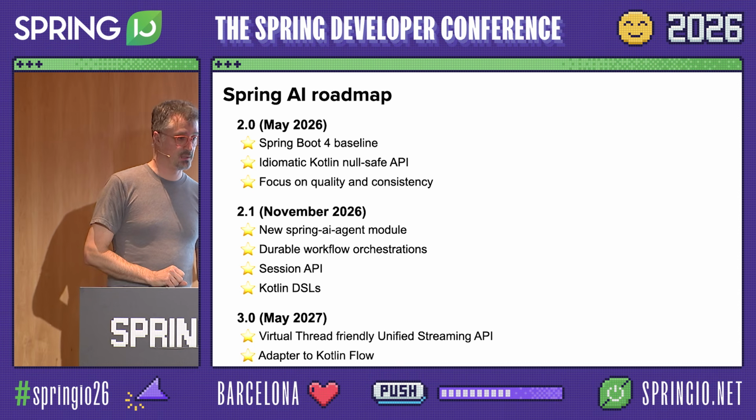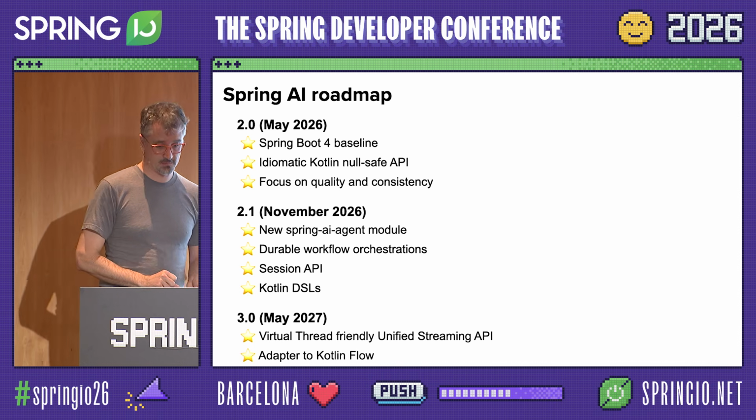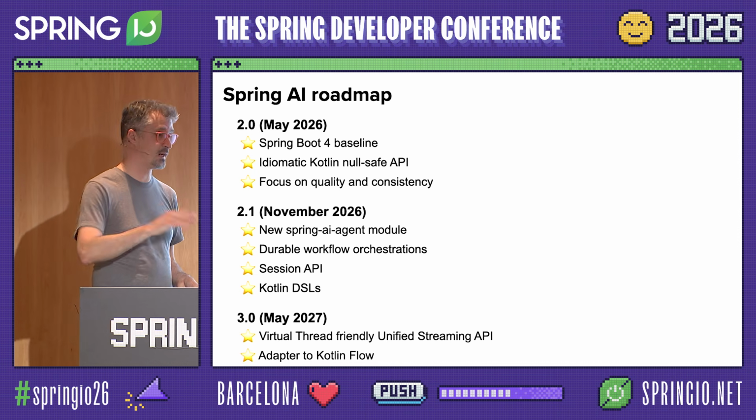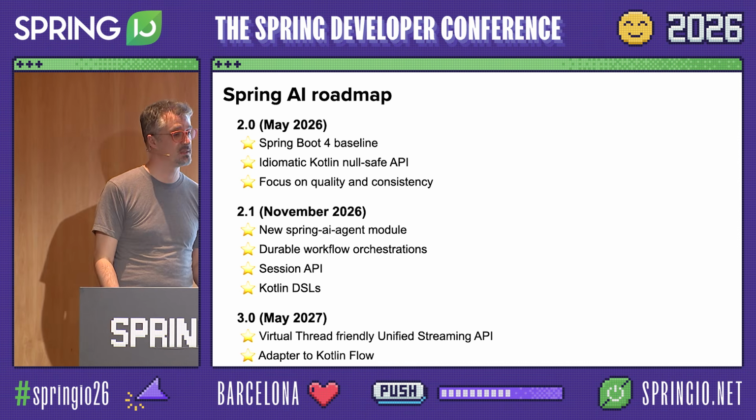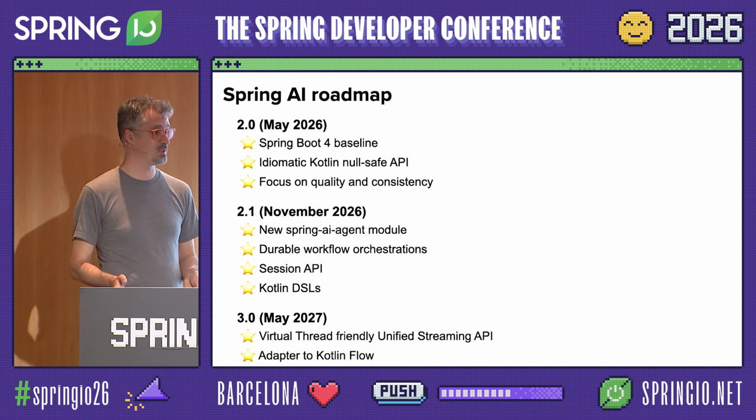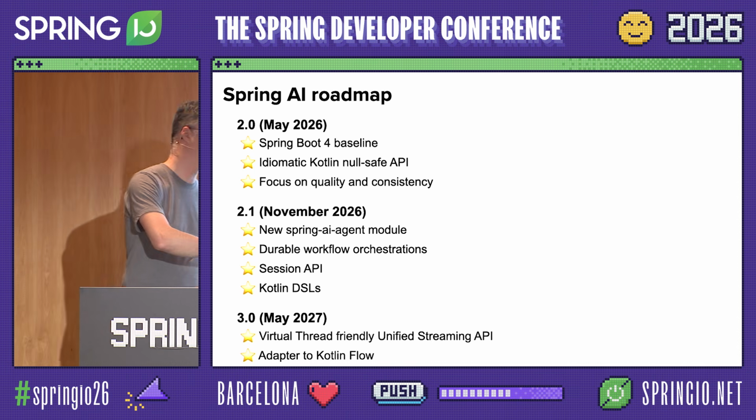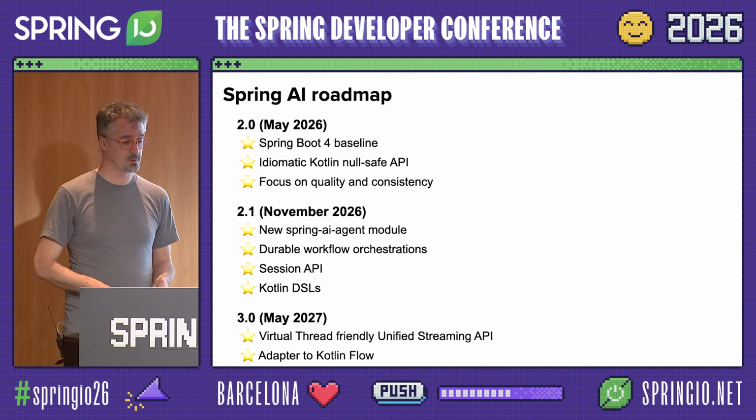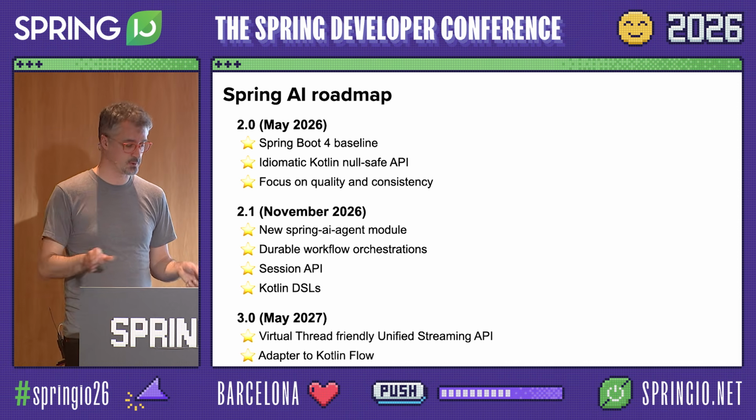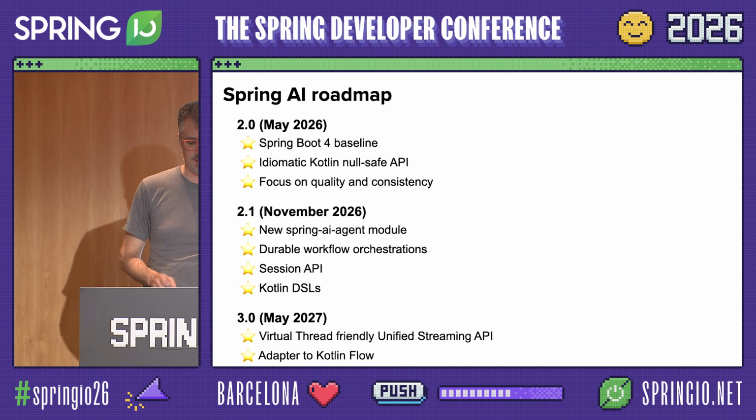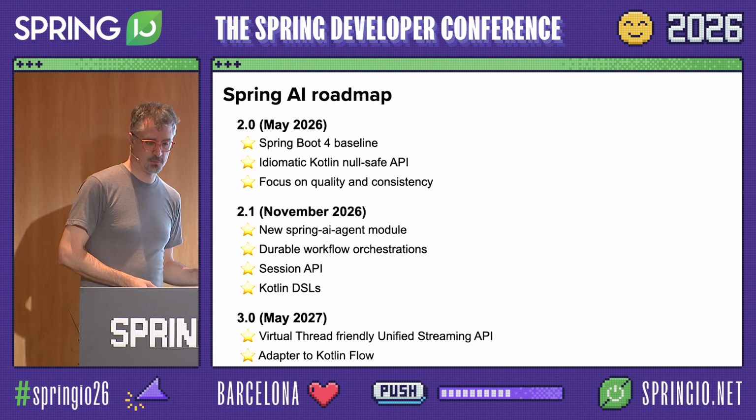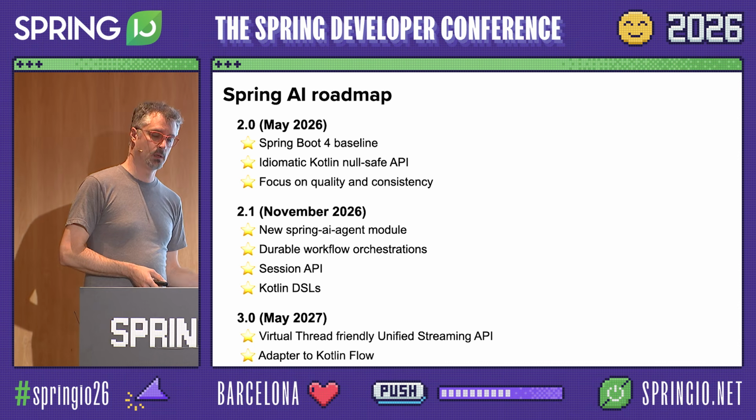We have been annotating the Spring AI 2.0 project with the very same JSpecify annotations that we are using elsewhere, so you will get an idiomatic null-safe API with Spring AI 2.0. That was not the case with 1.1. We have a focus on quality and consistency, so we are doing various refactorings, improving consistency, improving testing, etc., to have the best foundation possible. And that will be released in May 2026.